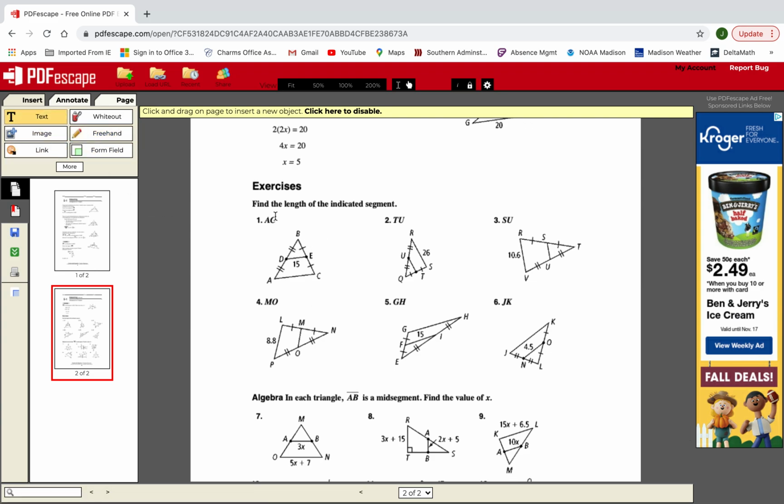This tells you, number one, that you're looking for the length of AC. Well, DE is the midsegment, so DE is half of AC. So 15 is half of what? 15 is half of 30. So AC equals 30. And that's really all there is to it here.